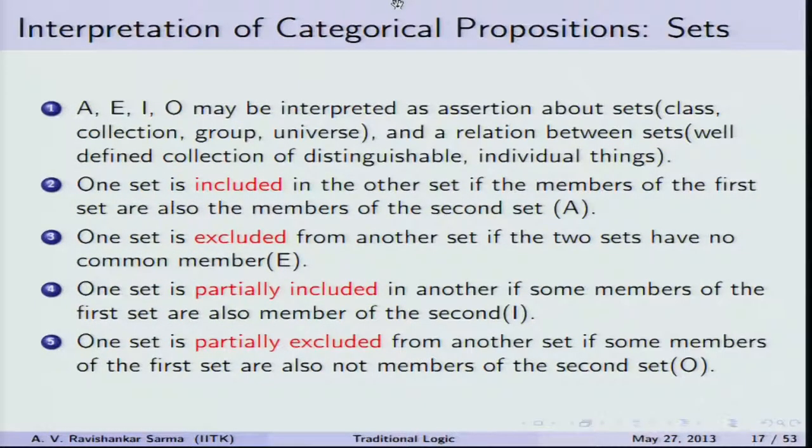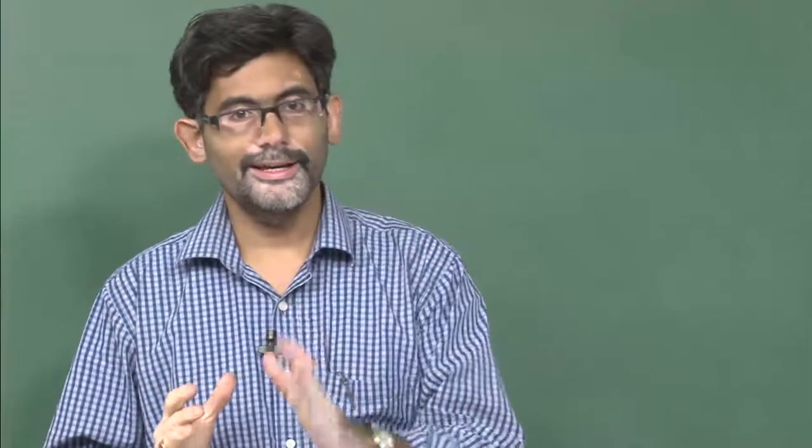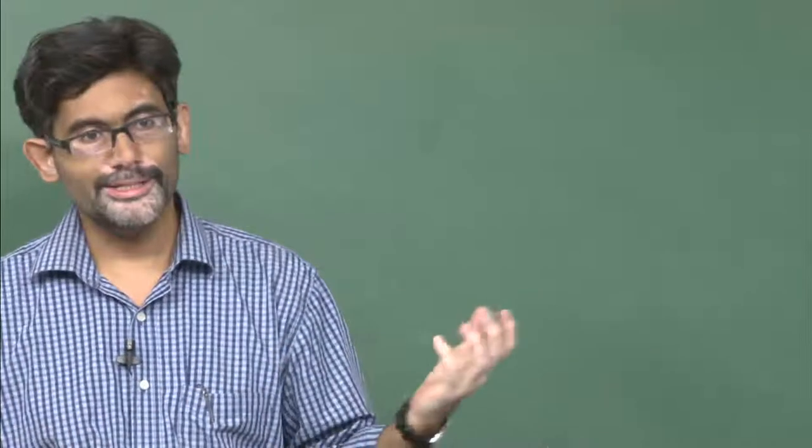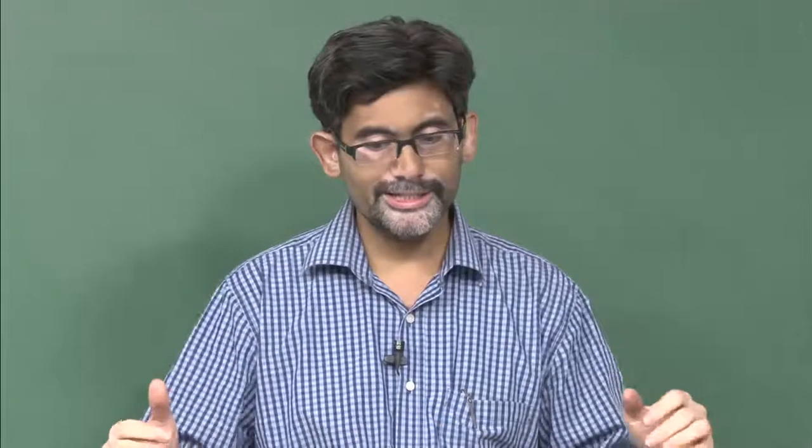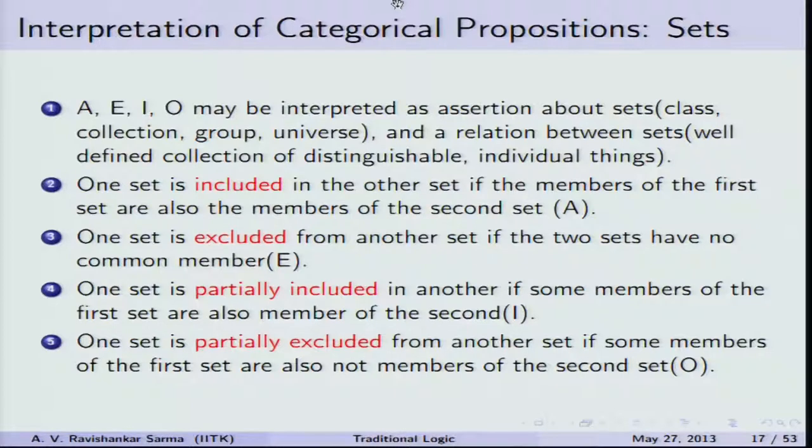How to interpret these categorical propositions? So far we have seen A, E, I and O. We classified them according to quality, and we said A and I propositions are affirmative and E and O propositions are negative. Now, how to represent them in terms of a modern notation, sets? Sets are a collection of well-defined things which can be distinguished. So A, E, I and O may be interpreted as assertions about sets. Sets are classes, a collection, a group or universe. All these are important for defining a set and a relation between sets. Sets are well-defined collections of distinguishable and individual things: a set of cats, a set of animals, a set of dogs, which consists of only dogs.